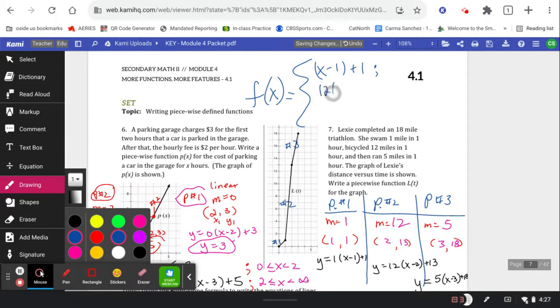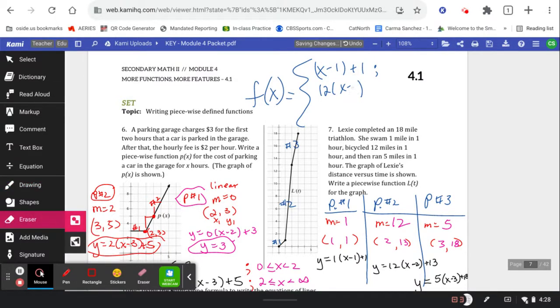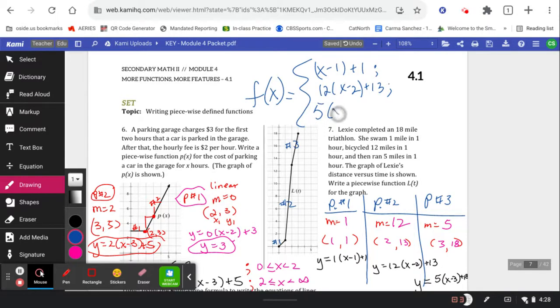Second function, 12 times x minus 2, sorry, that's a 2. Sorry. Don't be mad. Okay, and then plus 13. Leave space for that domain. And last, 5 times x minus 3 plus 18. Now we need to go do those domains.